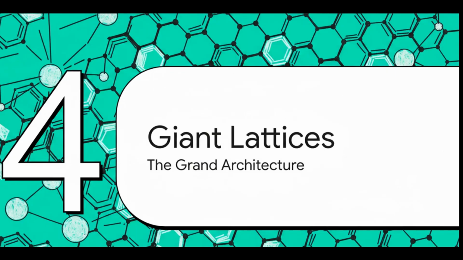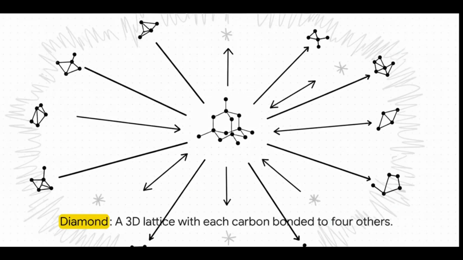Welcome to Section 4. Giant covalent lattices, the grand architecture. Now, what happens when the sharing just never stops? When it forms an endless, repeating grid instead of a tiny little clique? Well, you get a diamond.